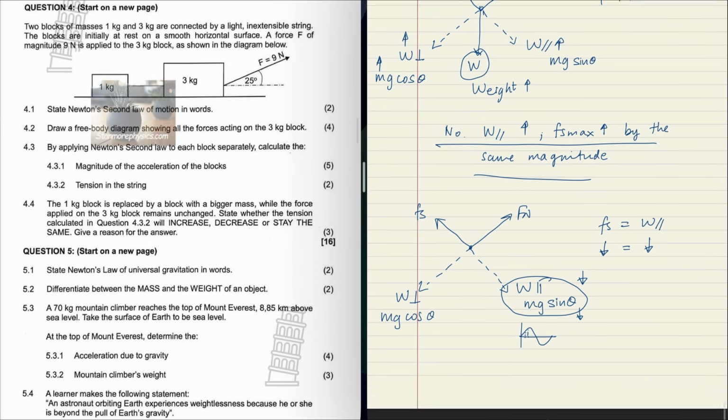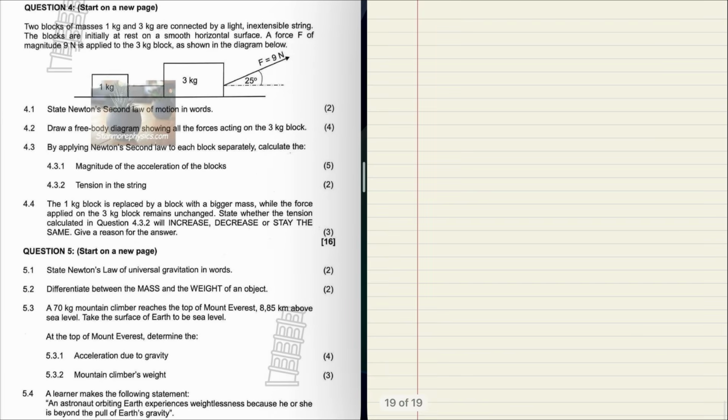Let's now take a look at question number 4. Two blocks of mass 1 kilogram and 3 kilogram are connected by a light inextensible string. The blocks are initially at rest on a smooth horizontal surface. A force F of magnitude 9 newtons is applied to the 3 kilogram block as shown in the diagram below. Question 4.2. Draw a free body diagram showing the forces acting on the 3 kilogram block.